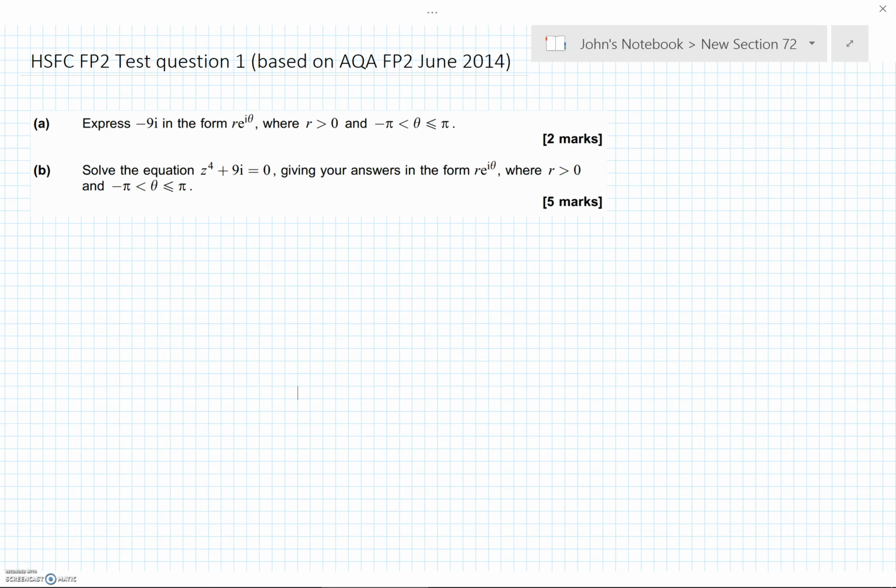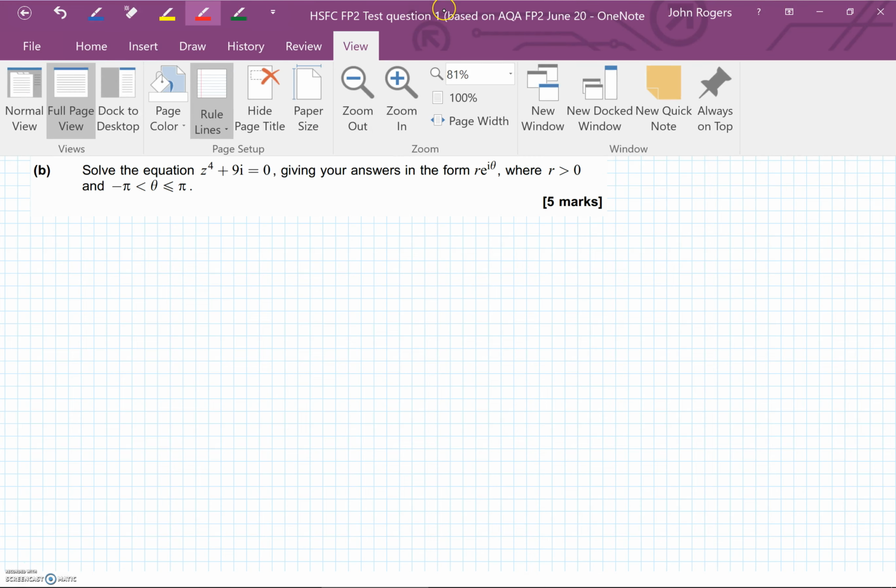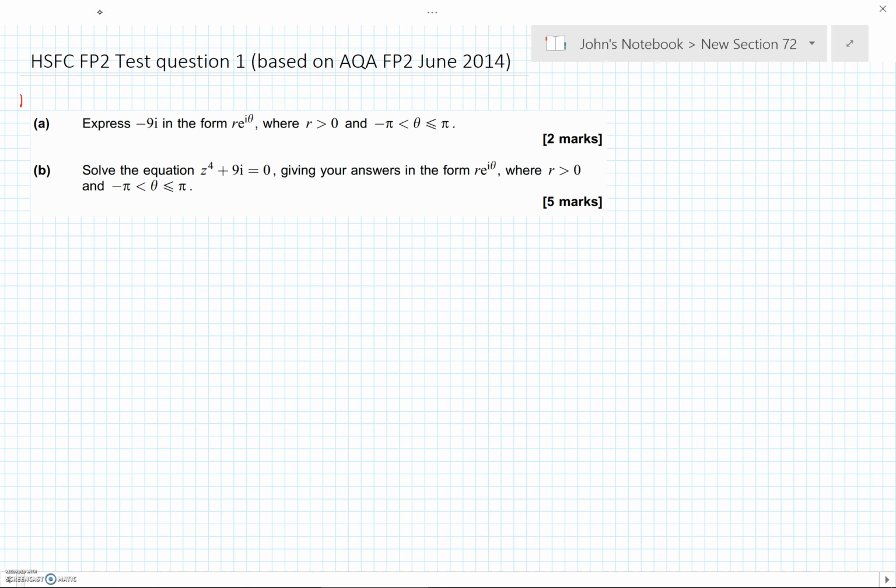Okay, so this is the first question of the test, based on an AQA FP2 question. It was the first question on that paper also, so it should hopefully be reasonably straightforward. Minus 9i, if you were to draw our Argand diagram, would be down that way, so it's got an argument of minus pi by 2. And it tells us the range.